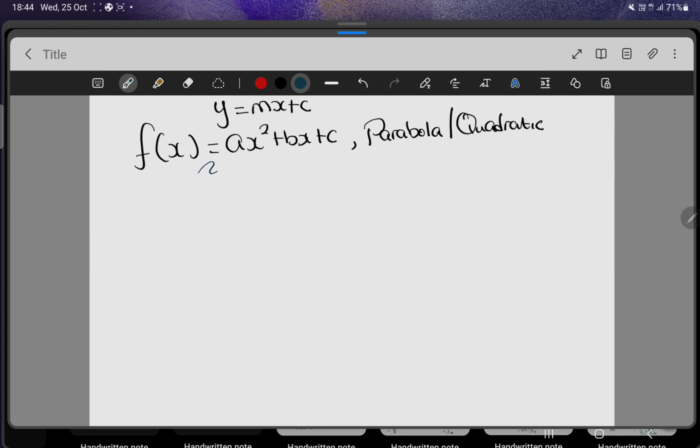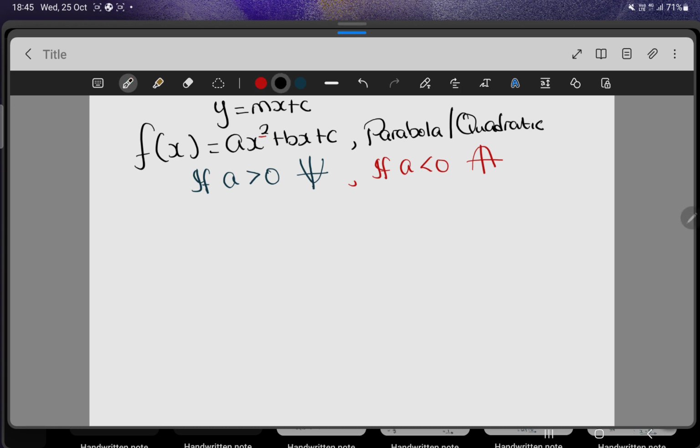The two laws that are very significant: if a is greater than 0, then this graph is smiling. If a is less than 0, then this graph is sad. Those are the two very important things. How do I know that this is a parabola? I need to have the square.